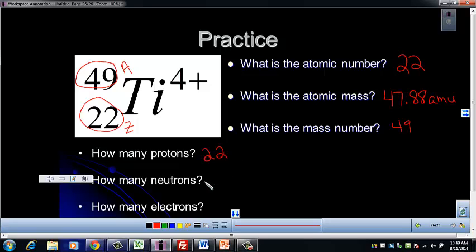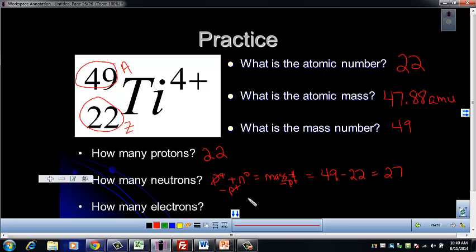And how many neutrons? Remember that protons plus neutrons equals the mass number. So if we subtract protons from both sides, then those will cancel, and neutrons is equal to mass number minus protons. So that's 49 minus 22, which is 27.